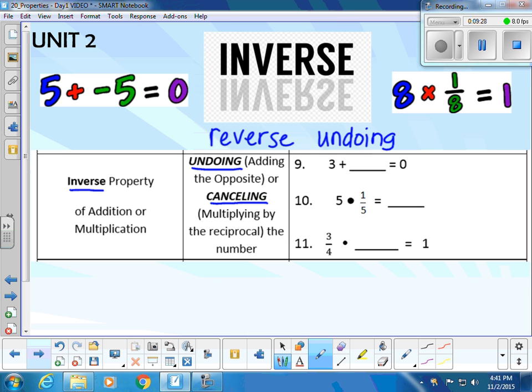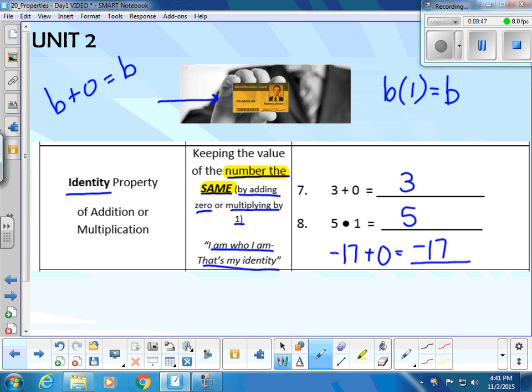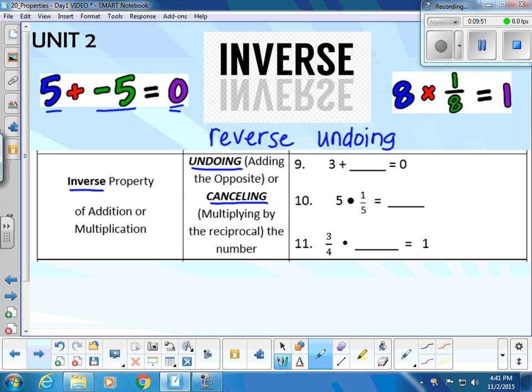So with addition, if you look at our example up here at the top, we have 5. It's a positive 5. We add the negative 5, or undo that positive 5 by adding its inverse, it's negative 5, to get 0. So if you look back at our identity property, in our identity property, we're adding 0. On this one, we're adding the inverse, or adding the opposite.